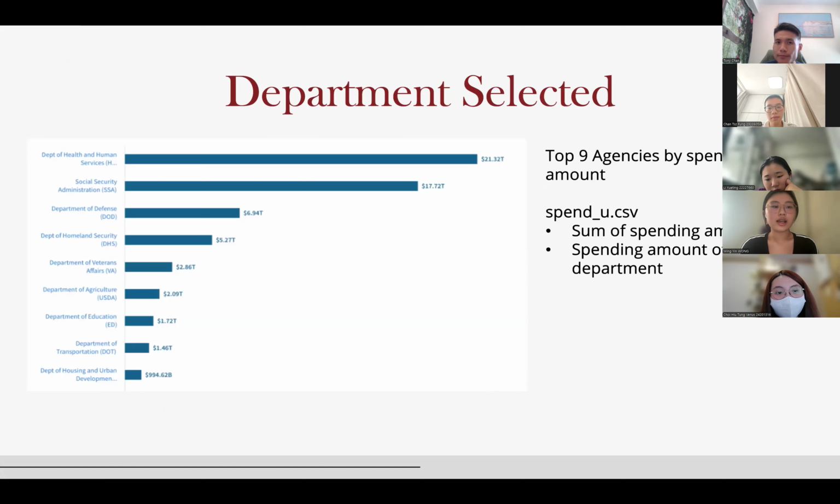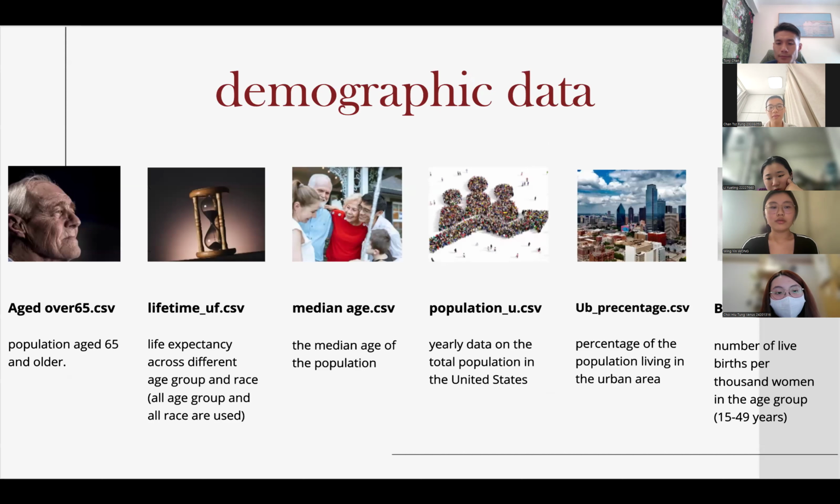To select the departments for the analysis, I have focused on the top 9 agencies by spending amount, using the data from the spending CSV file. And for the demographic data, they include the population aged 65 or older, the life expectancies across different age groups and races, the median age of the population, yearly data on the total population in the United States, percentage of population living in urban areas, and the birth rate.